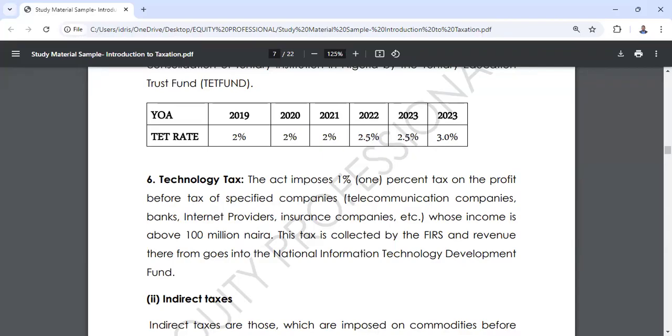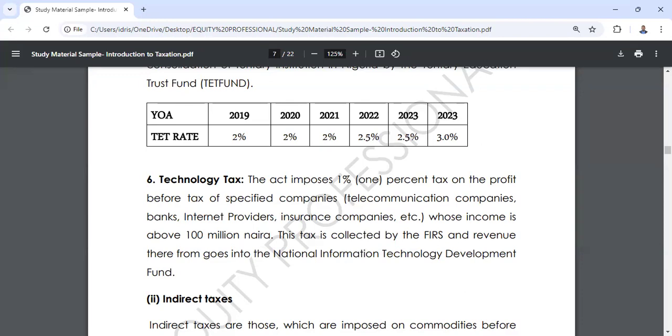Technology tax is a tax imposed on the profit before tax of some specified companies. It is not paid by all companies, it's paid by specified companies. Examples are telecommunication companies, banks, internet service providers, insurance companies, and pension companies. Apart from paying company income tax and education tax, they will also pay technology tax. Technology tax is normally 1% of your profit before tax.